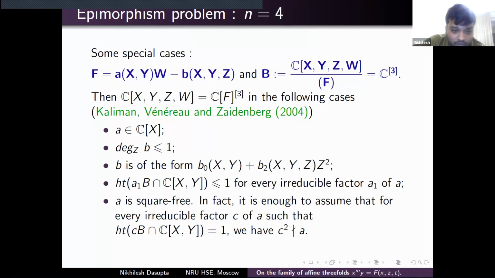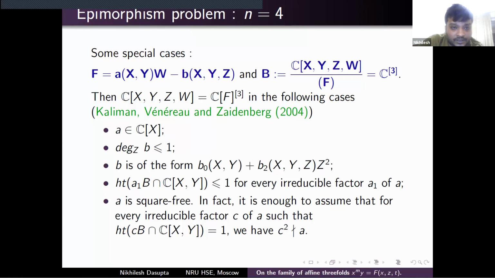Well, the last two conditions, if you go to the original paper of Kaliman, Vénéreau, and Zaidenberg, they use some simple affine modifications and some complex algebraic geometry. Well, I'm not very familiar with the techniques, but Neena Gupta and Amartya Datta in a survey have translated those conditions to purely commutative algebra conditions. These three conditions are the same as in the paper, and these two can be deduced from the remaining two conditions. Well, why am I looking at this polynomial?